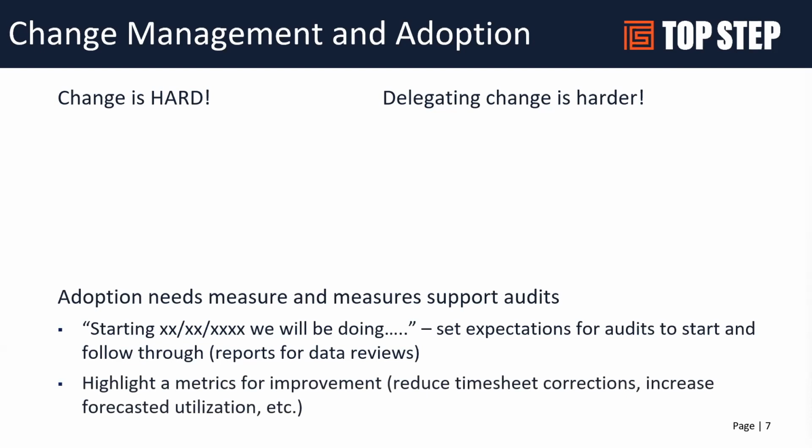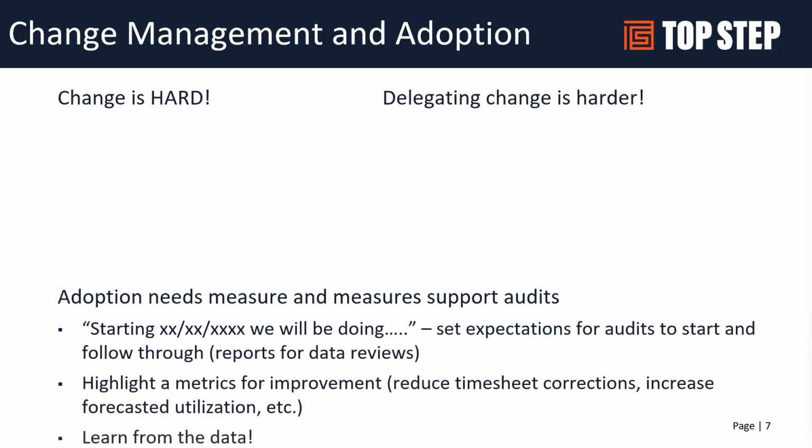When you're considering that, consider highlighting metrics for improvement. So what is that change that you're going to need to orient your audit around? Highlighting metrics for improvement, such as reducing timesheet corrections, increasing forecasted utilization. What's the performance metric that you're trying to capture? What are the data points that you have today? And how well can you stage yourself now and position yourself so that you can audit all of that information as you approach XYZ date, as we mentioned?